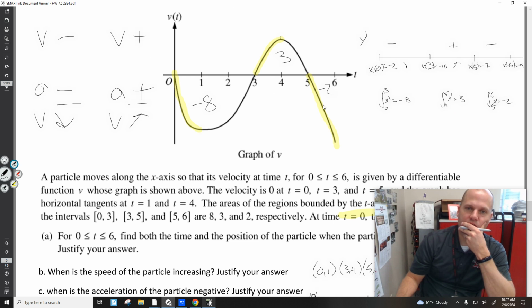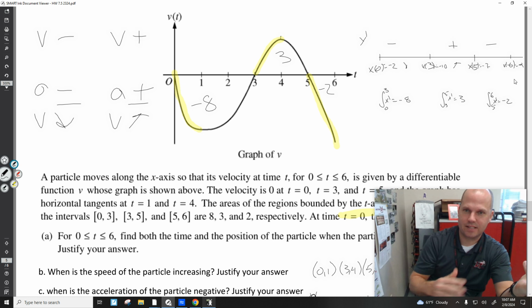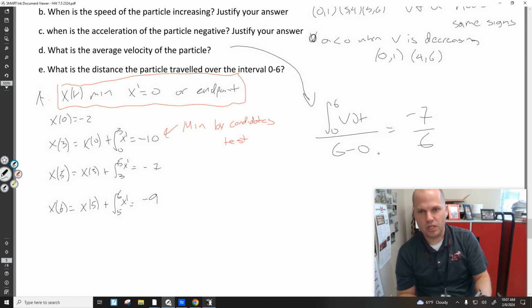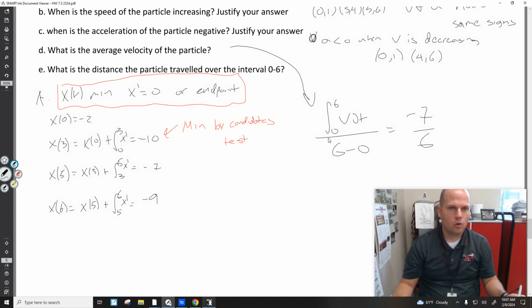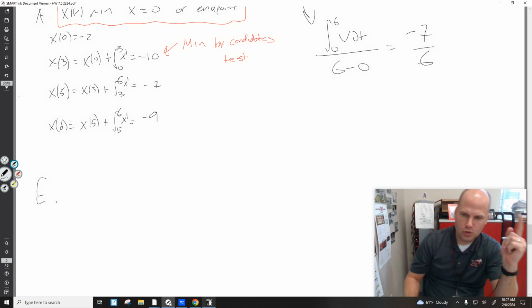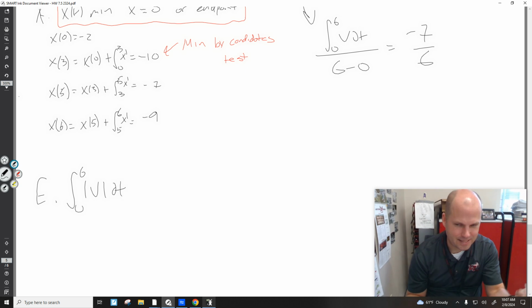So here's the accumulation of all my velocities, -7. That makes sense. I started at -2, went to -9. There's that -7 from x of 6 minus x of 0. -7 over 6. You need to show your work. That's your work. What is the distance that the particle traveled? Now, here we go. You can't necessarily type this into your calculator, but they'd accept it.